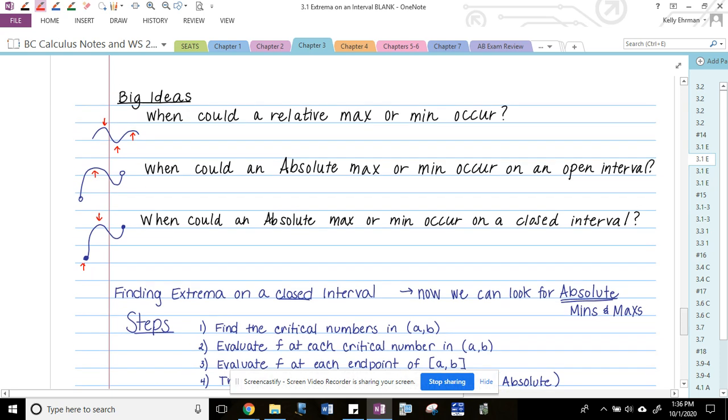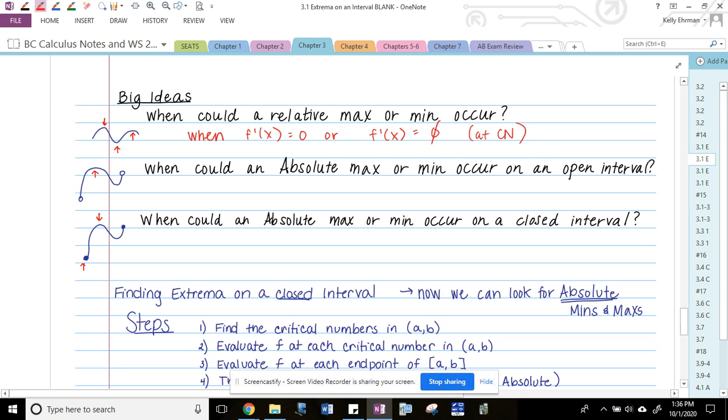All right, so summarizing before we go on. When could a relative max or min occur? When f prime x equals 0 or f prime x is undefined. That's when it could occur. And we could say at critical numbers, if that helps.